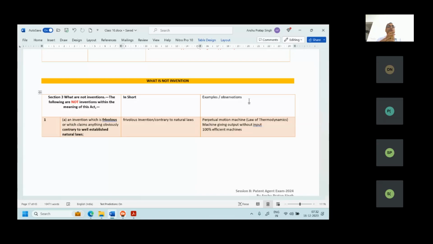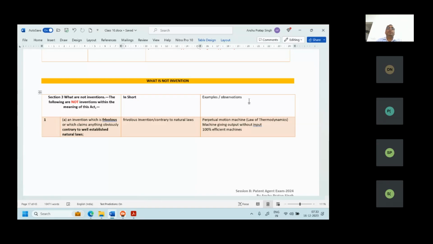Now go for section 3, which lists what is not considered an invention. Please understand the inventions which are here; you can categorize them in 3 parts. When I'm talking about invention, we have a definition which says a new product or process having an inventive step and capability of industrial application. These are the 3 criteria on the basis of which an invention exists.